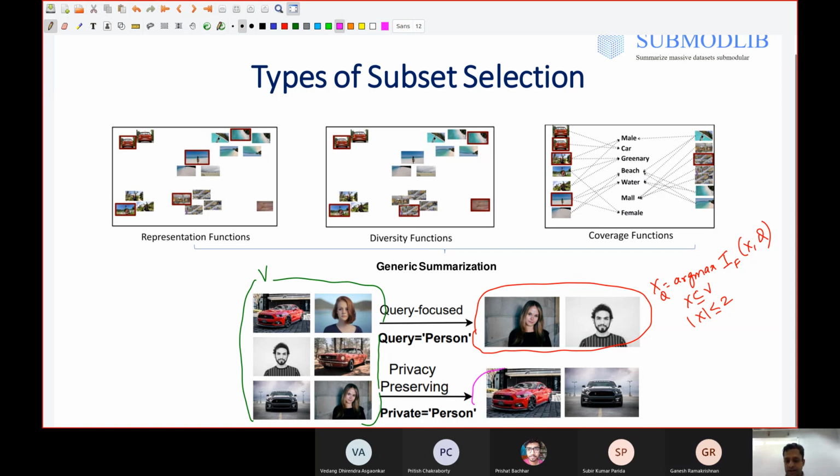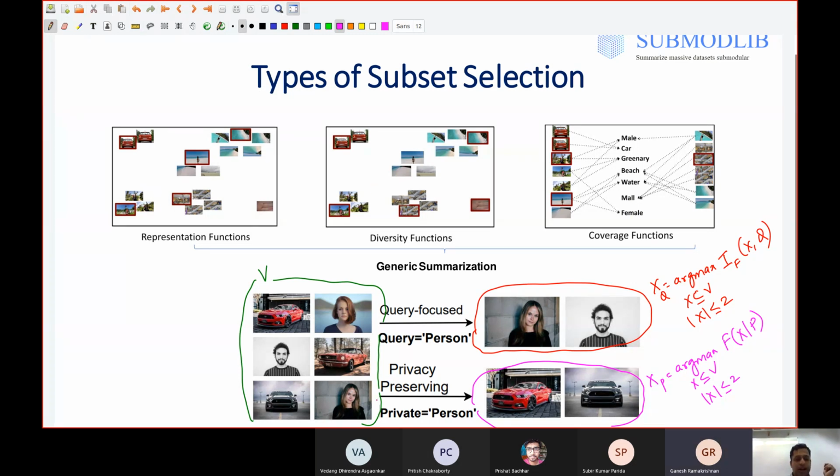On the other hand, this is again of size 2. This is Xp, which is argmax over X subset of B with cardinality of X less than or equal to 2 of the conditional gain of X given P. Is this completely clear? It's not summarization.